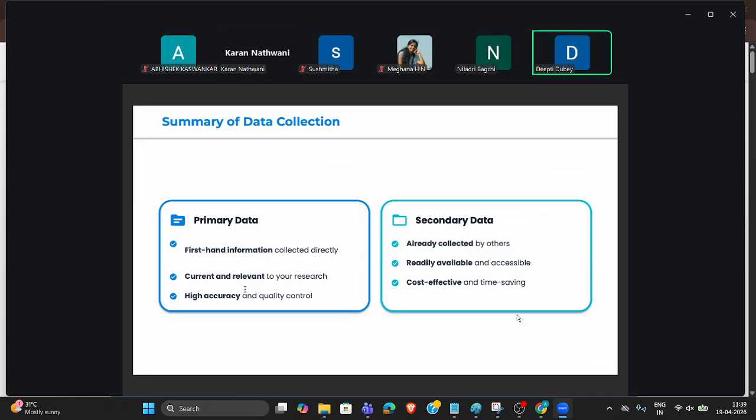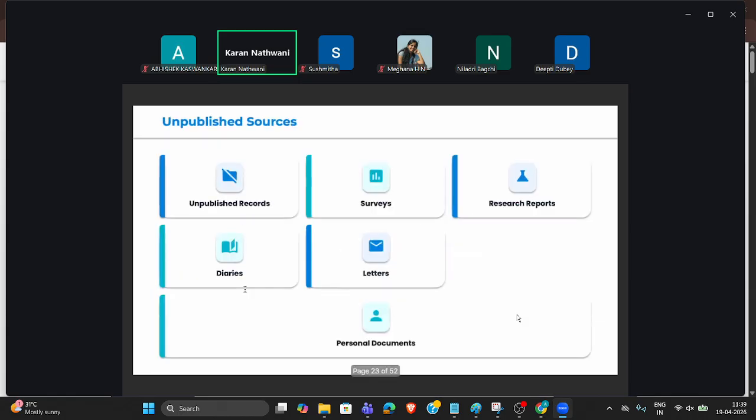Sir, one question please. How much do we have to make sure that the unpublished data is to be used further, or how? Very good point. How much percentage? I cannot give you the exact percentage as of now. What I can give you is the procedure to take it forward if you have an unpublished source.